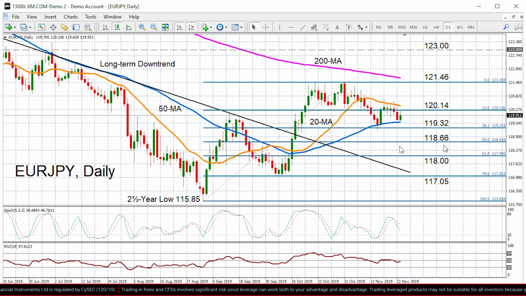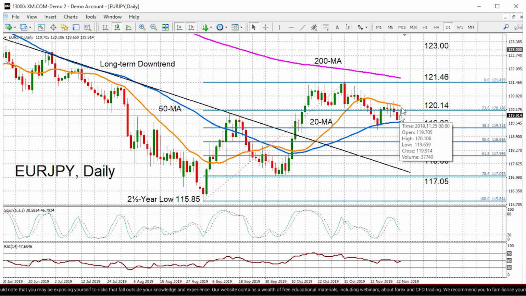and then failing those as well, euro-yen would then head towards the long-term downtrend line, and if it was to break back below the downtrend line, that would risk a resumption of the long-term downtrend. But as long as it holds above it, we could see the medium-term picture eventually turning neutral.